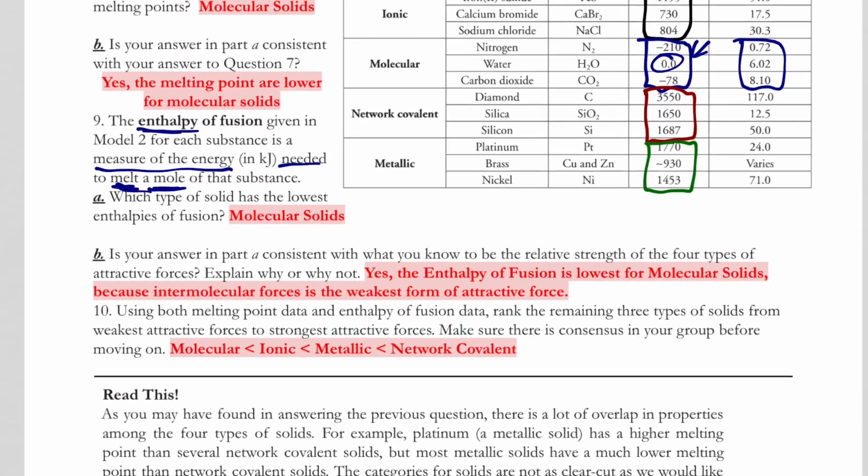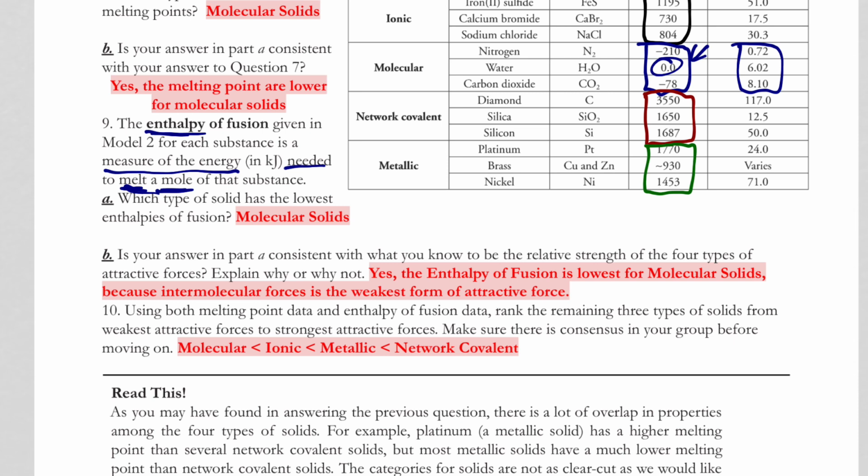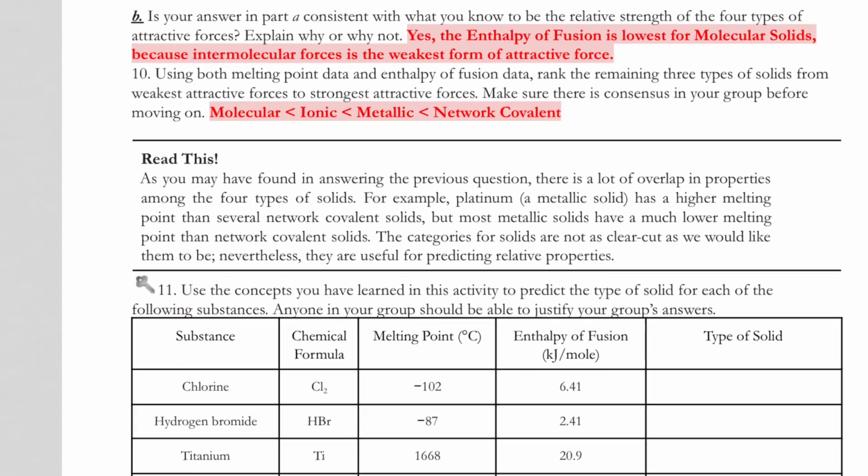That makes sense because the enthalpy of fusion is going to be lowest for molecular solids, as they are the weakest form of attraction. The order goes from molecular to ionic to metallic to network covalent, being the strongest and the highest. All right?